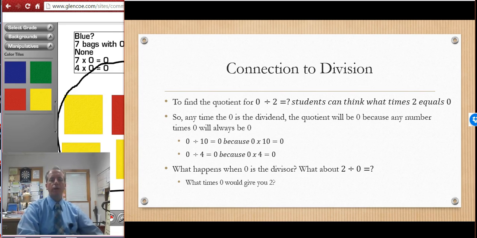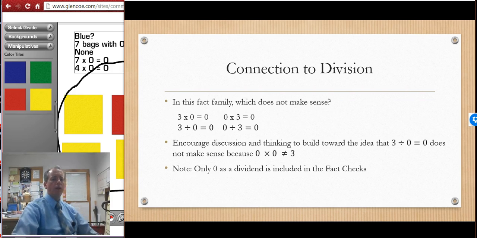Well, I know anything times 0 is going to give me 0, so what times 0 would give me 2? There's nothing there, right? So that can be a really rich conversation with kids. So we introduce this idea with fact families, right? We say, okay, here's the 4 things in the fact family. Which one doesn't seem to work?